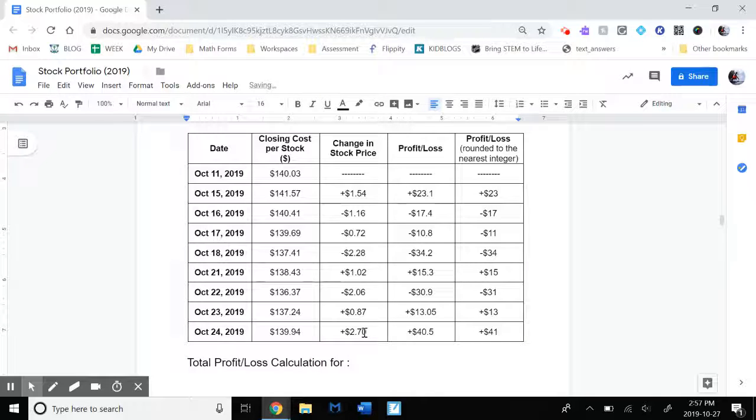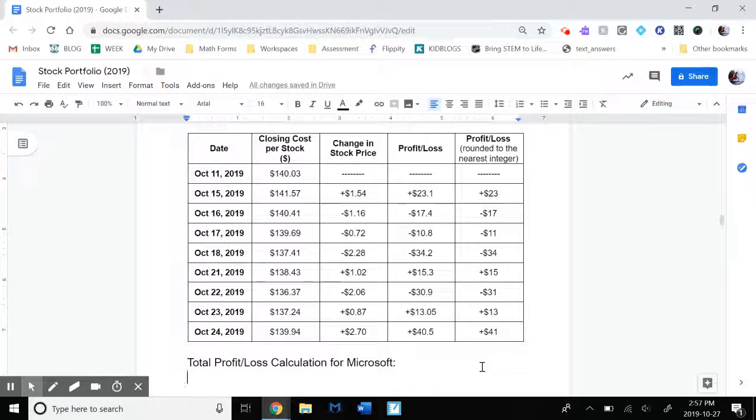This is for Microsoft. This is company number one that this student had done. You can see all the profit losses, the rounded integers. These are the integers here. These are the ones we're going to want to be calculating. We're not going to deal with these decimal numbers because they're not integers. To find the total profit loss, we want to add up all of these different profits and losses over the 2-week period.